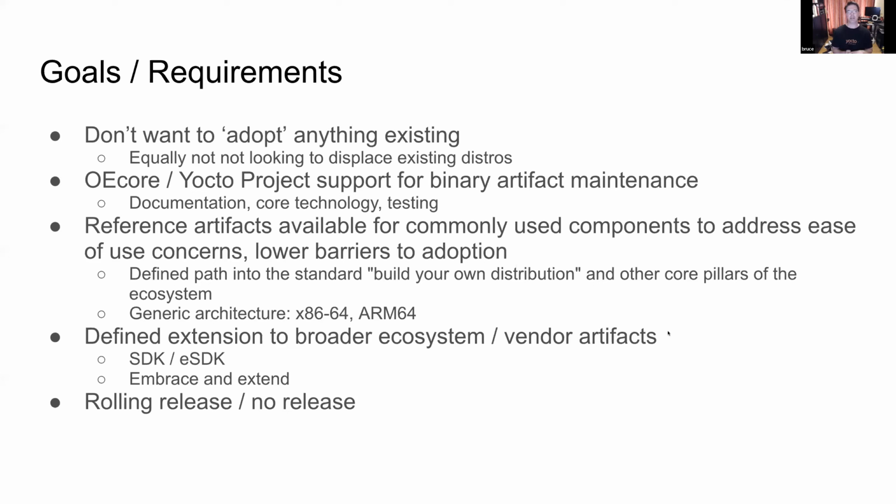The other goal and requirement is to use the OE-Core and Yocto Project support for binary artifact maintenance. That is mainly around making sure the documentation is up to date, the core technology is in place, and we have testing ready to go. Also, the reference artifacts that we build out of this are not hidden. They are available through public, accessible infrastructure for the commonly used components, and lower those barriers to adoption. That would be for two architectures at first, which would be x86-64 and ARM64.